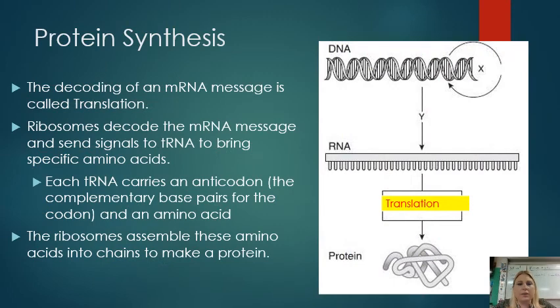Protein synthesis. So how does the actual protein synthesis happen? After we have the decoding of the mRNA message, that's called translation. So the making of the RNA message is transcription and then translation. If you can remember, transcription happens first, translation happens later, because it's the second step. Ribosomes decode the mRNA message and send signals to the tRNA to bring specific amino acids. Each tRNA carries an anticodon, the complementary base pairs for the codon, and an amino acid. The ribosomes start to assemble these amino acids into long chains to make the protein.